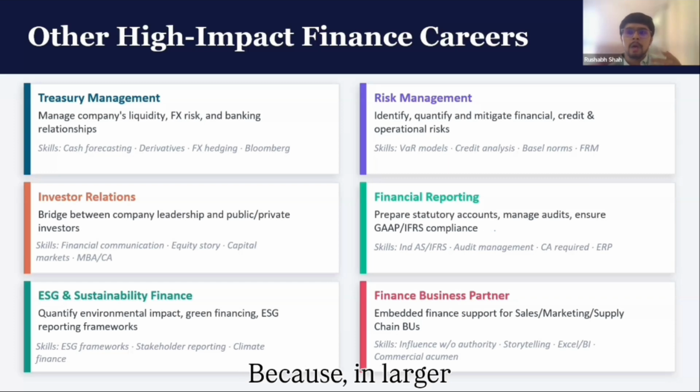Why does this happen? Because in larger companies, each of these business functions has its own nuances or complexities, and hence it becomes important for the finance business partner to have that specialty of understanding that specific business function, be it sales, marketing, or supply chain. Skills are as usual: influence, negotiation, communication, storytelling, and business intelligence like Power BI and Tableau.